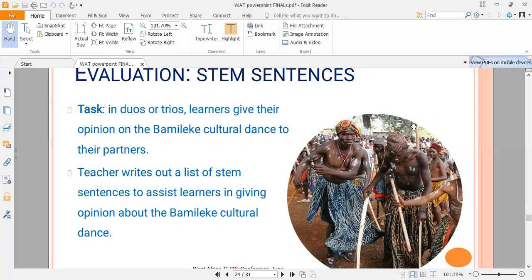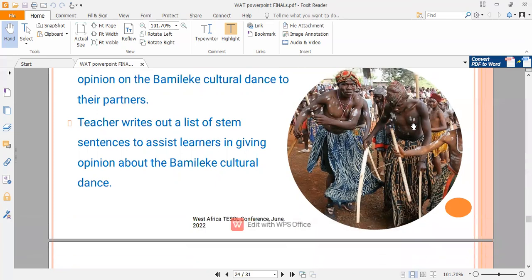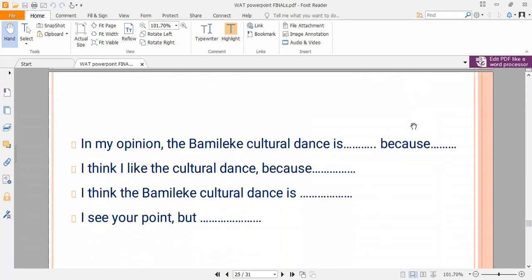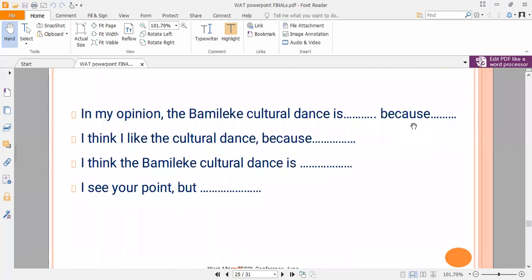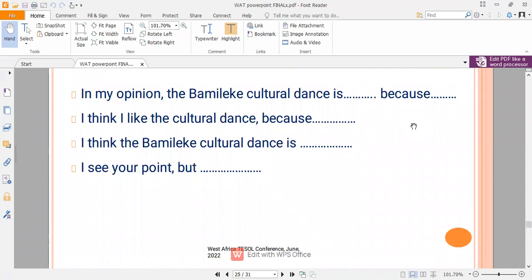So this evaluation was to evaluate their oral competencies, their oral expressions, oral abilities, to prompt them to speak as much as possible and as naturally as possible without fear of making mistakes. So that was the evaluation activity. And the STEM sentences, examples of STEM sentences which we provided are seen on the next slide.